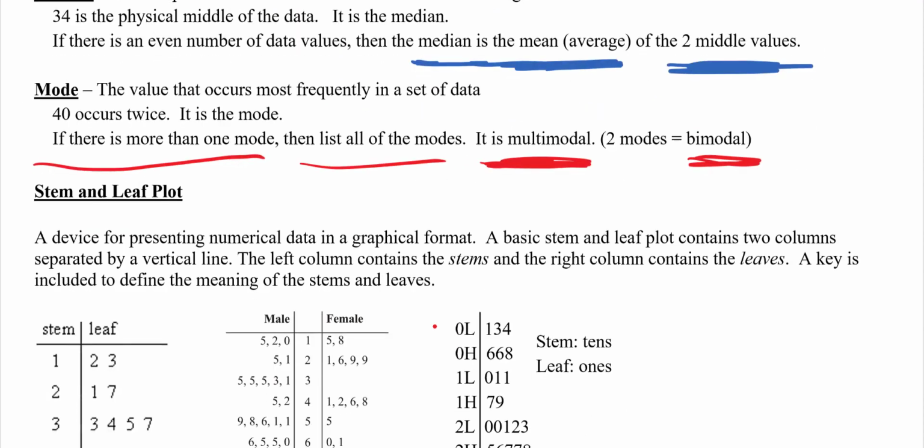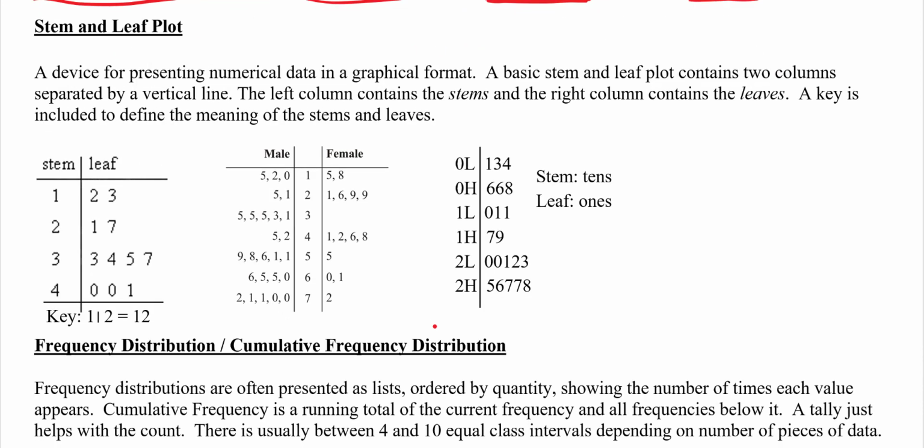Now the stem and leaf plot is basically a way to graphically summarize the data, and actually a way to order the data. This is a device for presenting numerical data in a graphical format. A basic stem and leaf plot contains 2 columns. Sometimes it's 3, like this second one here. The left column contains the stem, and the right column contains the leaves. A key is always included to define the meaning of the stem and leaves.